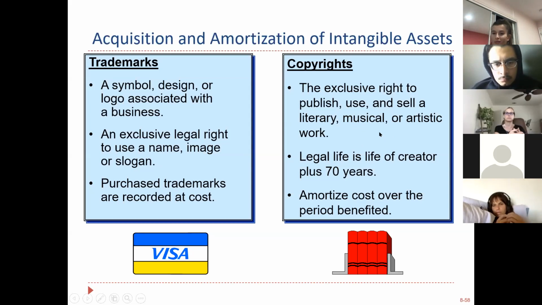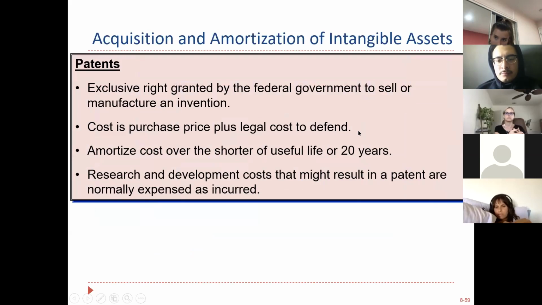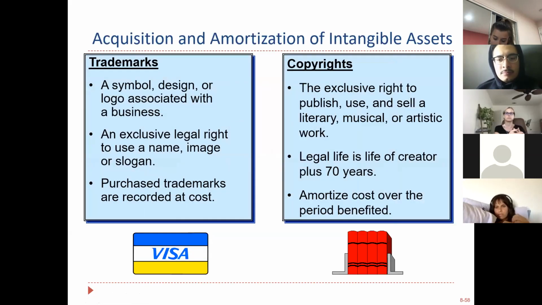And again, it's amortized over what the life is. Wait, they can't take it after the creator's life plus the 70 years? The legal life of a copyright is the life of the creator plus 70 years. And after that, what happens? And then after that, it's in the public domain. Anybody can do anything.